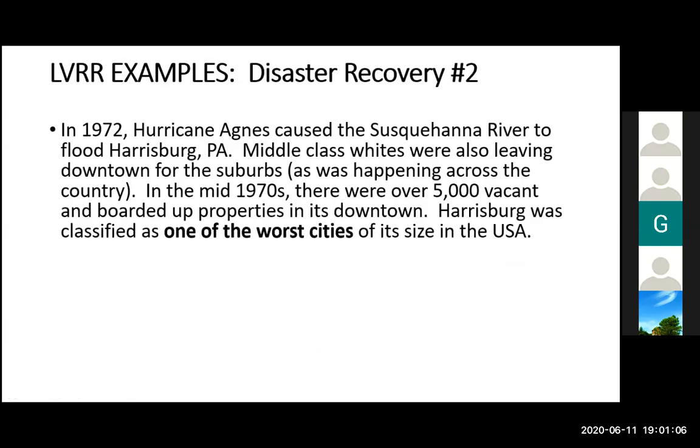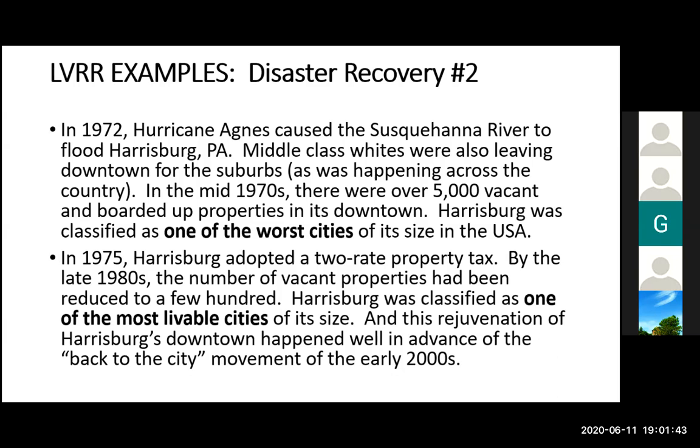Disaster recovery, number 2. In 1972, Hurricane Agnes caused the Susquehanna River to flood Harrisburg, Pennsylvania. For those of you who aren't aware of Harrisburg, it's the state capital in Pennsylvania. Middle-class whites were also leaving downtown for the suburbs, and this was happening all across the country at that time. In the mid-1970s, there were over 5,000 vacant and boarded up properties in Harrisburg's downtown, and Harrisburg was called by some one of the worst cities of its size in the country.